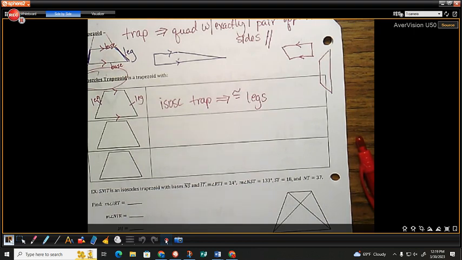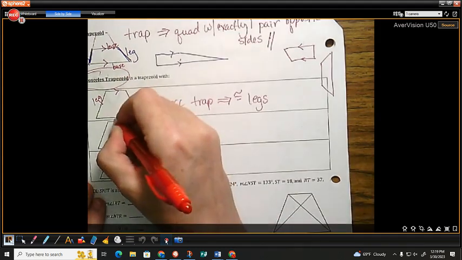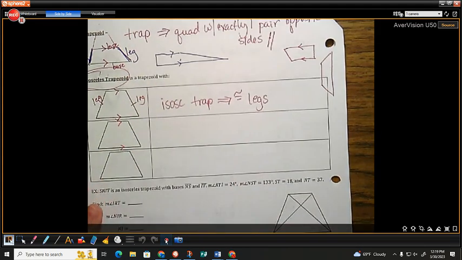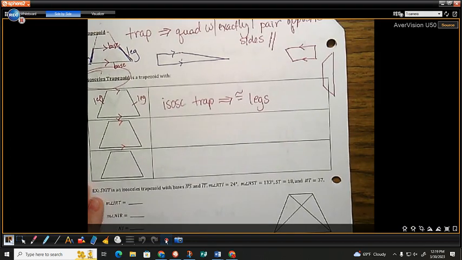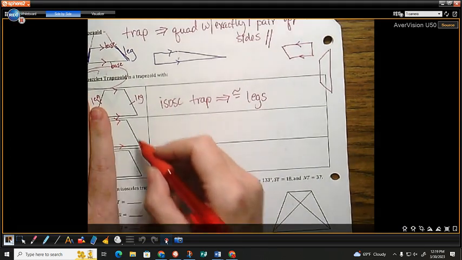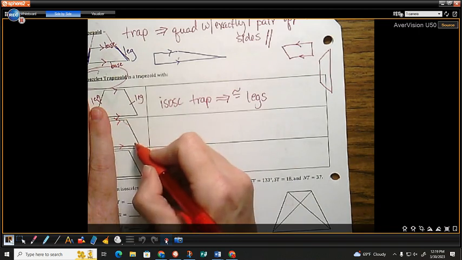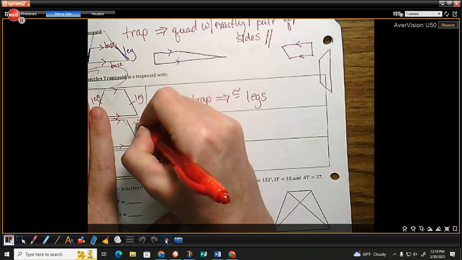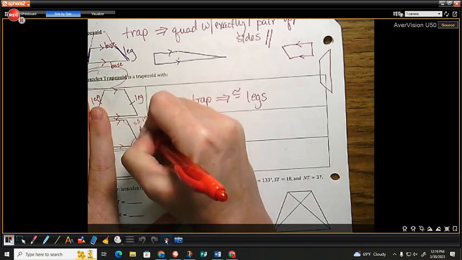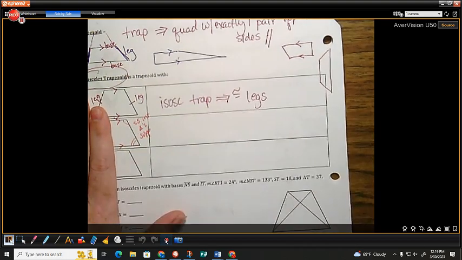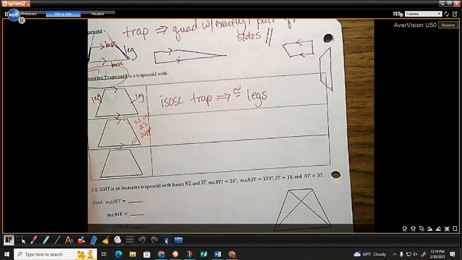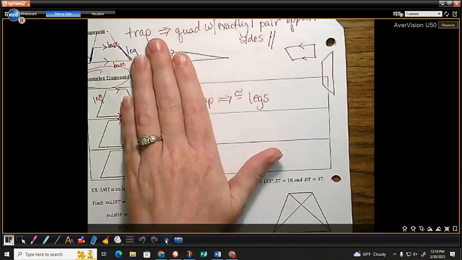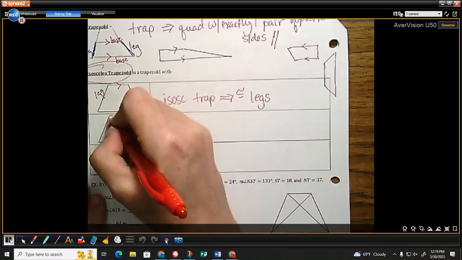Wait a second. I have parallel lines. What's that going to tell me about these same side interior angles? Supplementary. So your same side interior angles are supplementary. That's just one of our old parallel properties, right? It just happens to show up inside a trapezoid. What about on the other side? Same thing's going to happen.